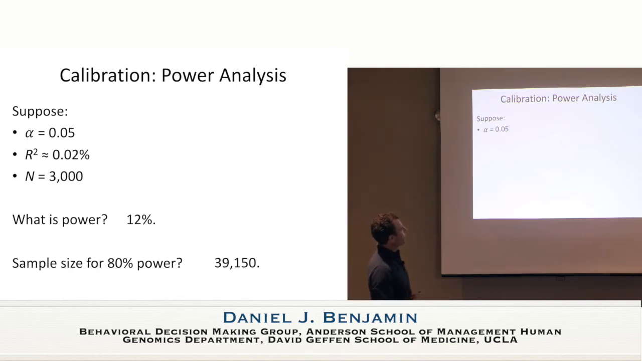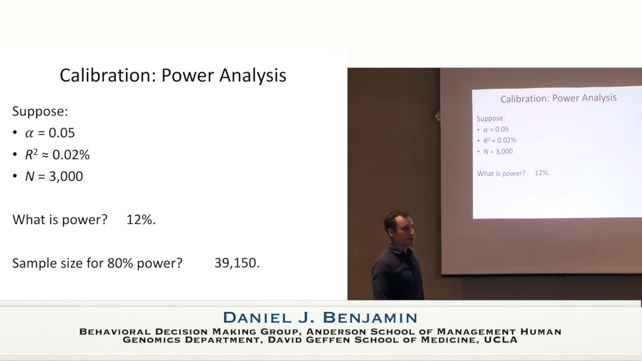Let's imagine that we're going to test a candidate gene with a significance threshold of 0.05. Let's imagine the true effect size is an R squared of 0.02% of the variance. That is about the largest effects we're seeing for SNP associations with educational attainment in large GWAS. And let's imagine we do a big candidate gene study, so 3,000 people in our study. So what is our statistical power to detect this association? Well, it turns out it's 12%.